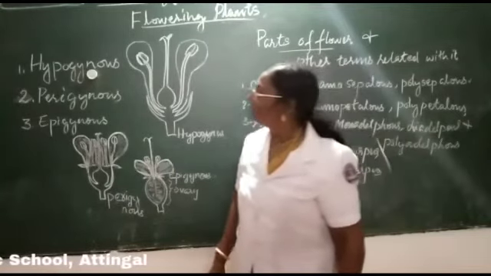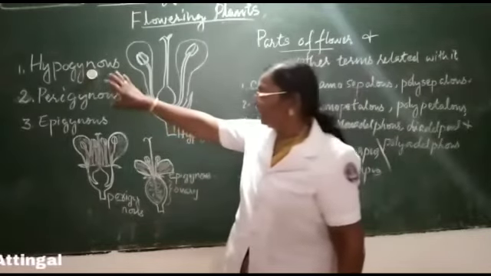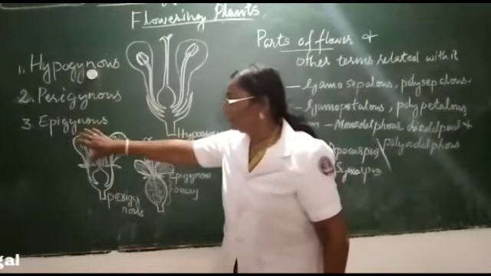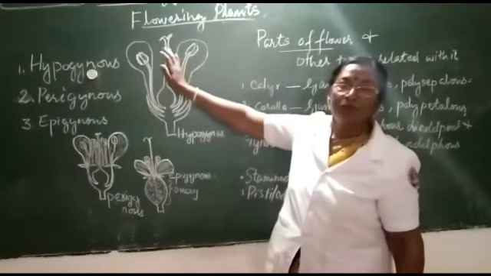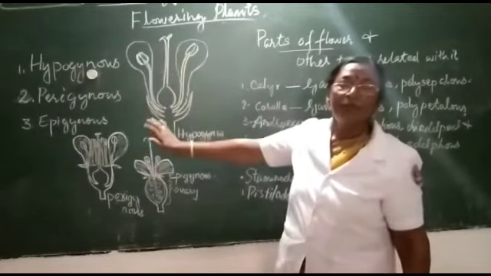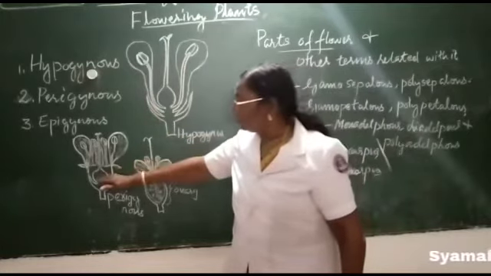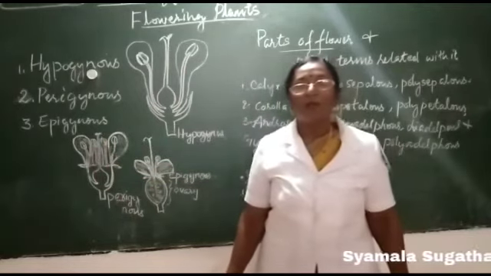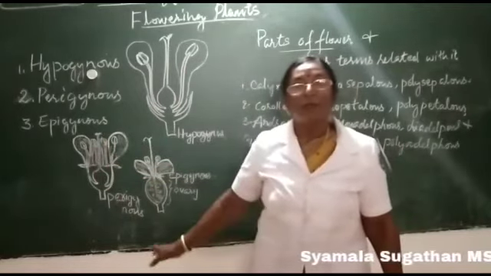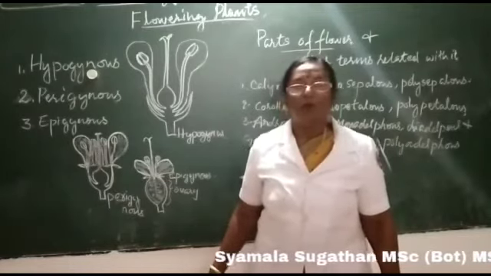Here the three different types of flowers based on the position of the ovary are hypogynous, perigynous and epigynous. In the case of hypogynous, we can see the ovary is in the uppermost position and the flower is said to be superior. In the case of perigynous, the ovary is arising from the center of the thalamus cup, and all the floral leaves are arranged on the rim of the thalamus cup. Here the flower is half inferior or half superior.